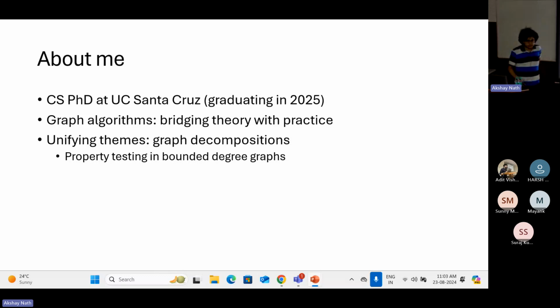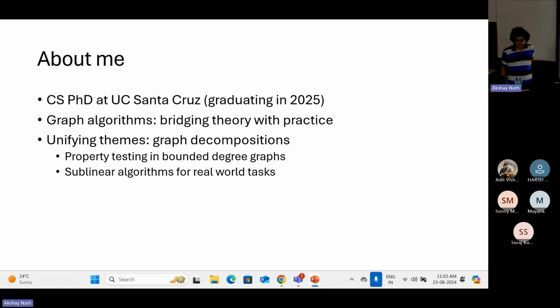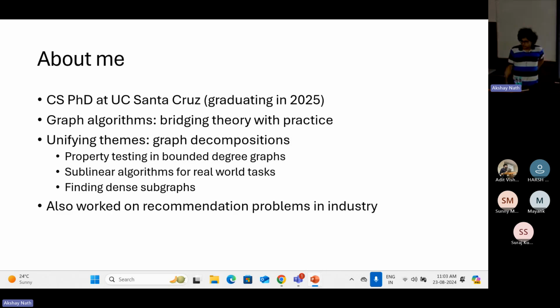I have some work on property testing in bounded degree graphs. Some of my collaborators have given a talk on that here. There's other recent work I've done on sublinear algorithms for real world tasks, and the other is finding dense subgraphs in your graph. I've also done some embeddings and recommendation tasks, but today I'll be focusing on this problem.